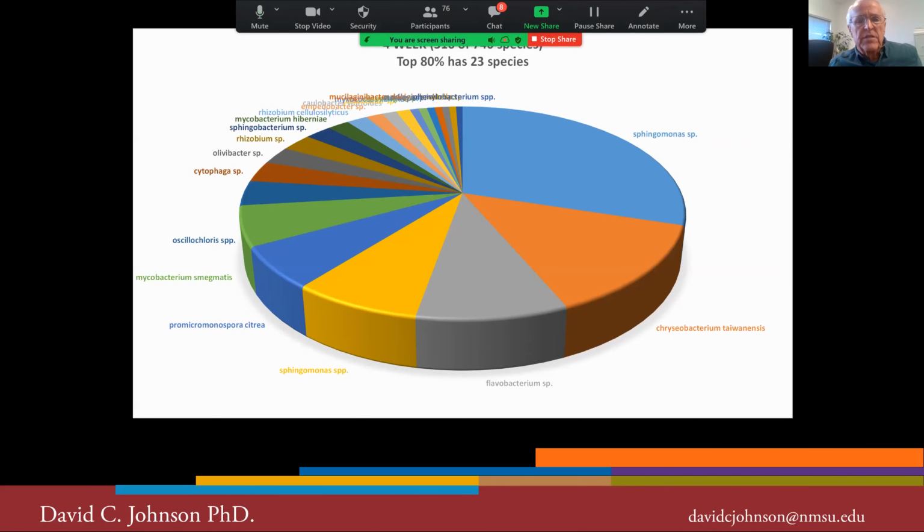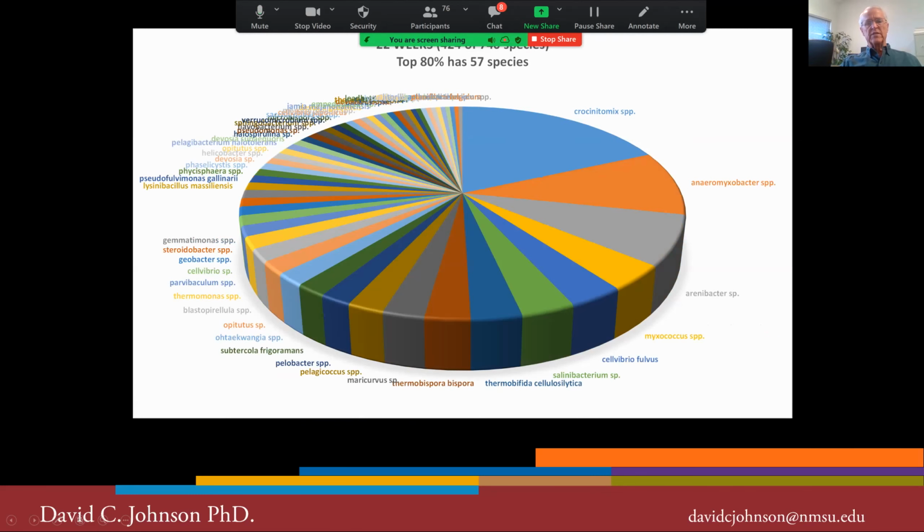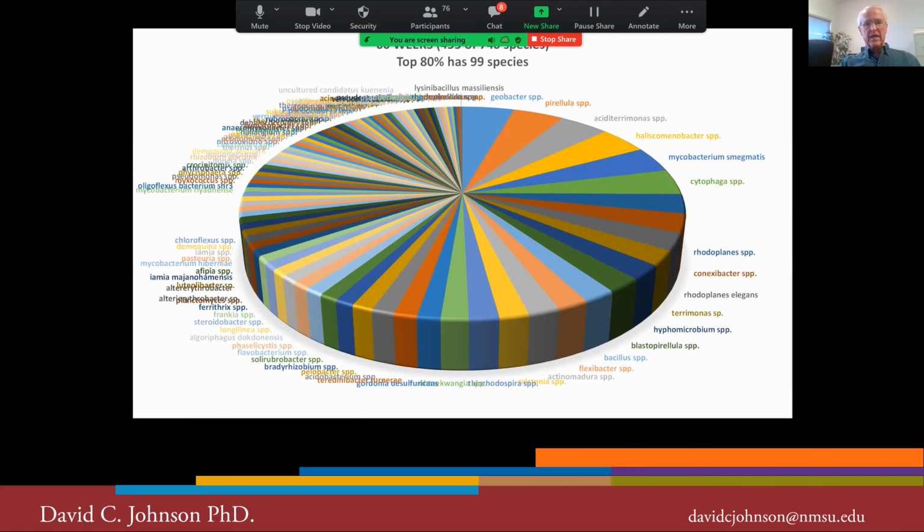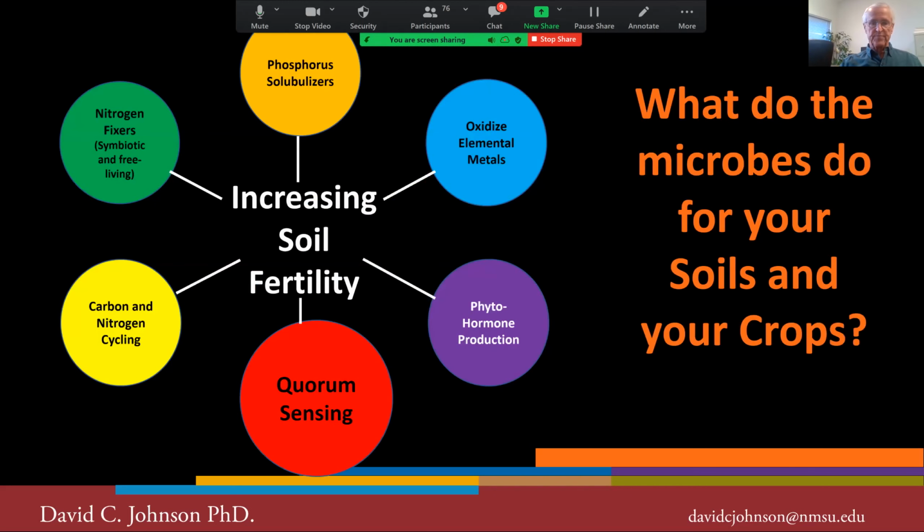As you go through the composting process, you'll see there's a change in diversity in the pile. This is at 4 weeks. You see about 23 species in the top 80%. This is at 22 weeks. You'll see about 57 species. This is at 60 weeks. You see 99 species. So as you allow this compost to mature, you increase the diversity of the microbial community in that system, which makes it very beneficial when you apply it to your soils.